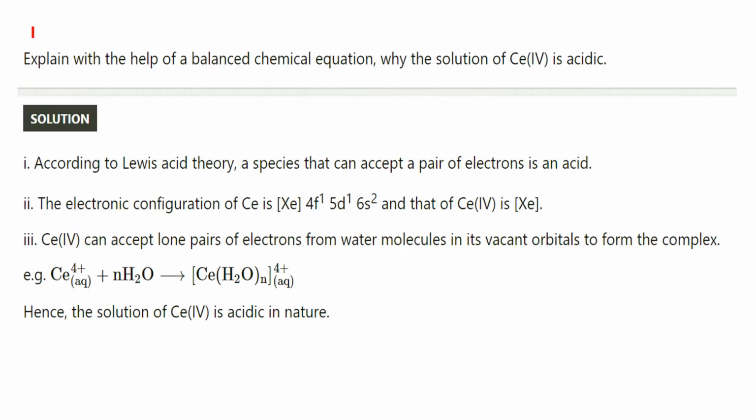Explain with the help of a balanced chemical equation why the solution of cerium-4 is acidic. Answer. According to Lewis acid theory, a species that can accept a pair of electrons is an acid, or acids are electron pair acceptors. The electronic configuration of cerium is [Xe] 4f1 5d1 6s2, and that of cerium in the +4 oxidation state is [Xe], that is, after losing the 4 electrons, 2 from 6s, 1 from 5d and 1 from 4f, it takes the electronic configuration of xenon.